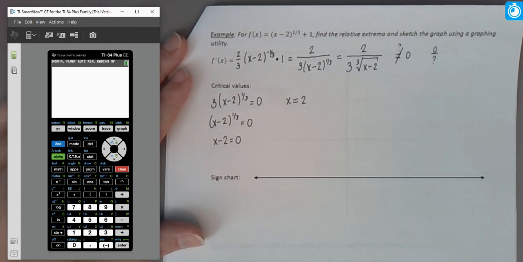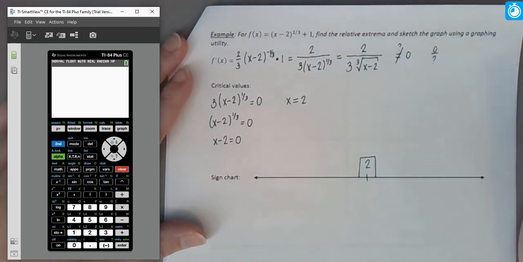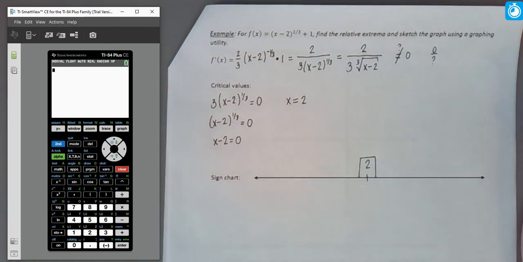Now, notice here we only have one critical value, so we only have to analyze 2 intervals on this graph. So our critical value occurs at x equals 2. And then the question is, what's happening to the left of that? What's happening to the right of that? Okay, so let's plug in our derivative to the graphing utility, and we'll use the graph to determine what we can see.